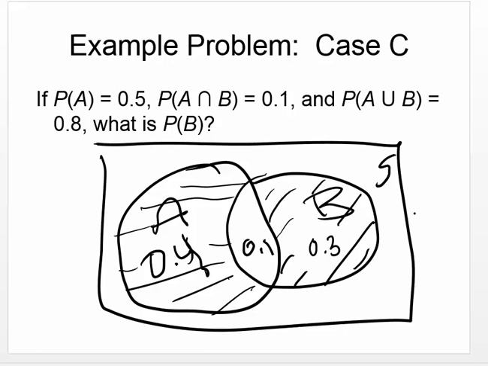So what's the probability of B? Well, we have two different portions. One that's inside A, 0.1, plus the portion that's outside A, 0.3. So that probability of B is 0.4. And that's the answer.